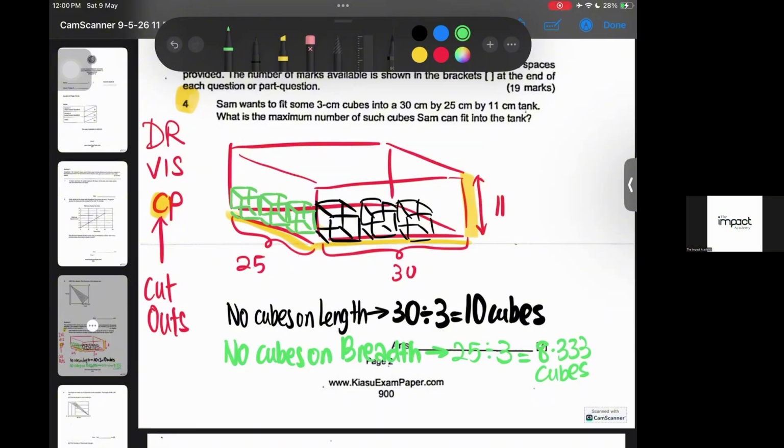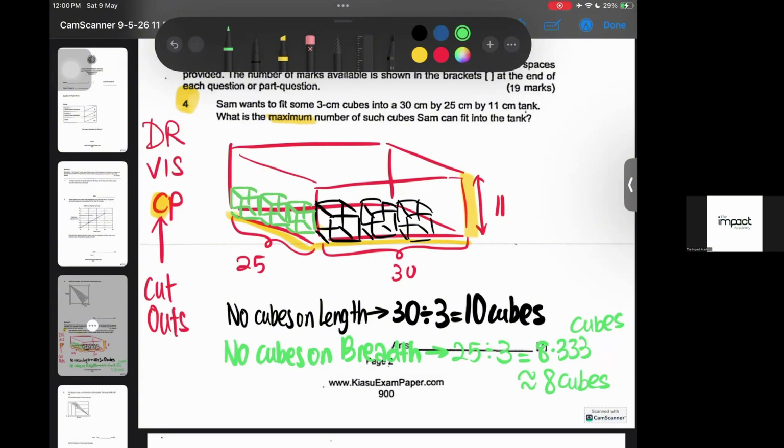You see the keyword over here says Sam wants the maximum. Understand or don't understand? So Sam wants the maximum. Maximum means the most. Agree or disagree? So you can definitely only round down to 8. Why are you rounding down to 8? Because you don't have enough space. You agree or disagree? So it's 8 cubes.